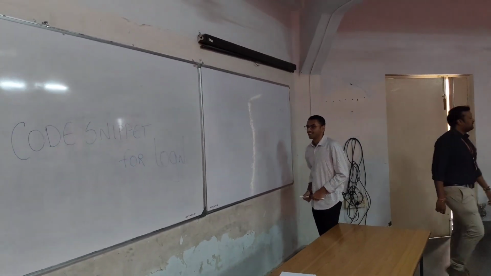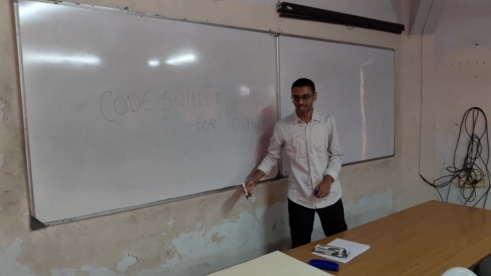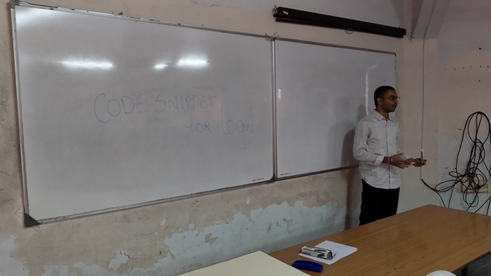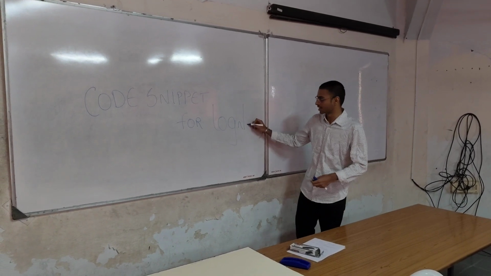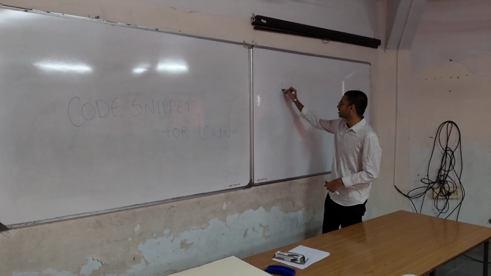This is going right. So, hi guys. Let's write a code snippet which takes log n time. So we all know that after O of 1, which is constant time, log n is the most efficient time complexity. So what exactly is log n time complexity?